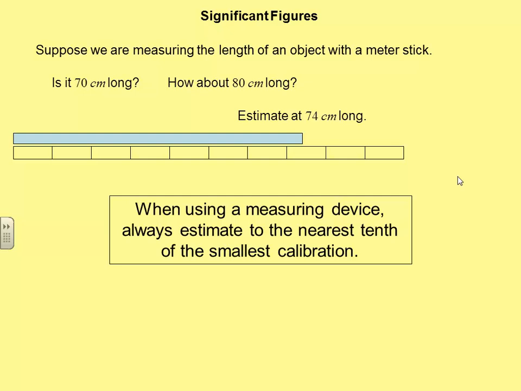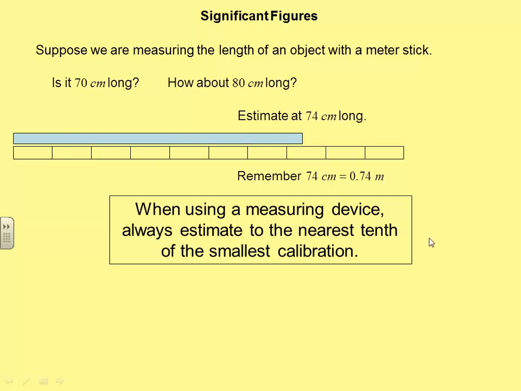But let's say you're using some sort of graduated cylinder in chemistry class that has big separations between the markings. We might want to estimate to the nearest tenth of the smallest calibration there in order to be able to have a more precise measurement. Because even if you were wrong here, even if you said it was 73 or 75 instead of 74, that's still closer than 70 or 80.